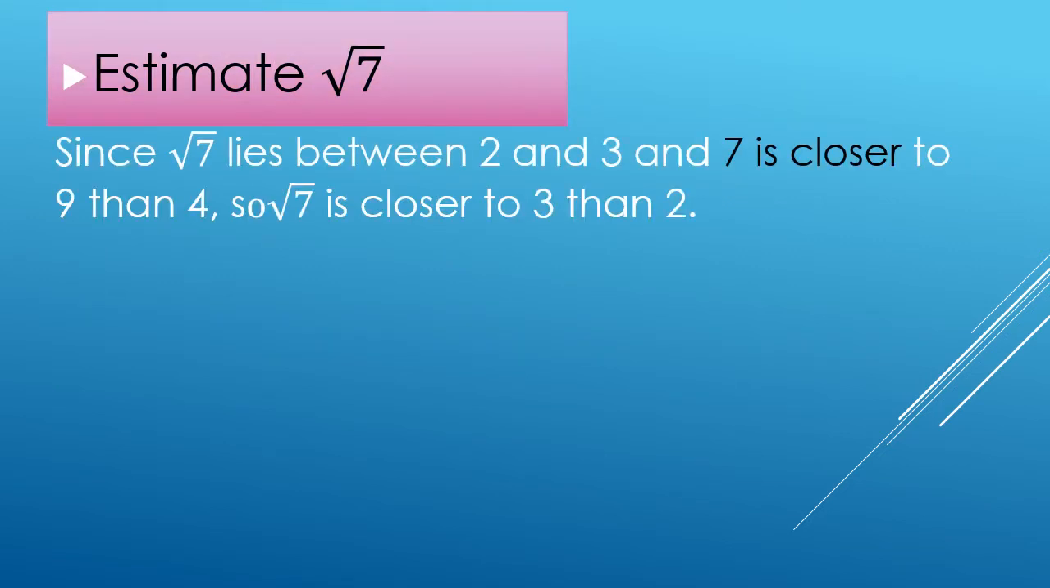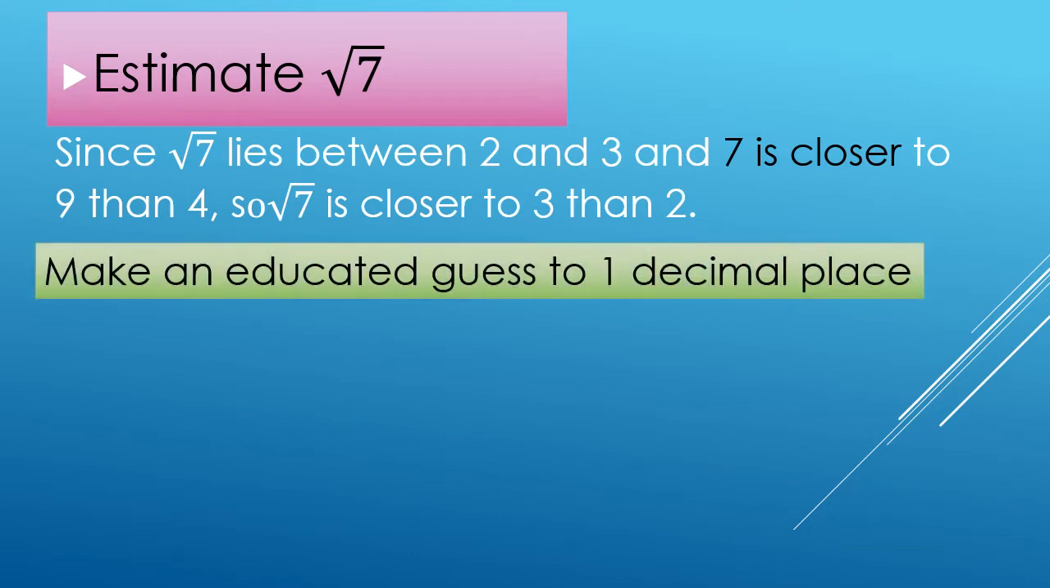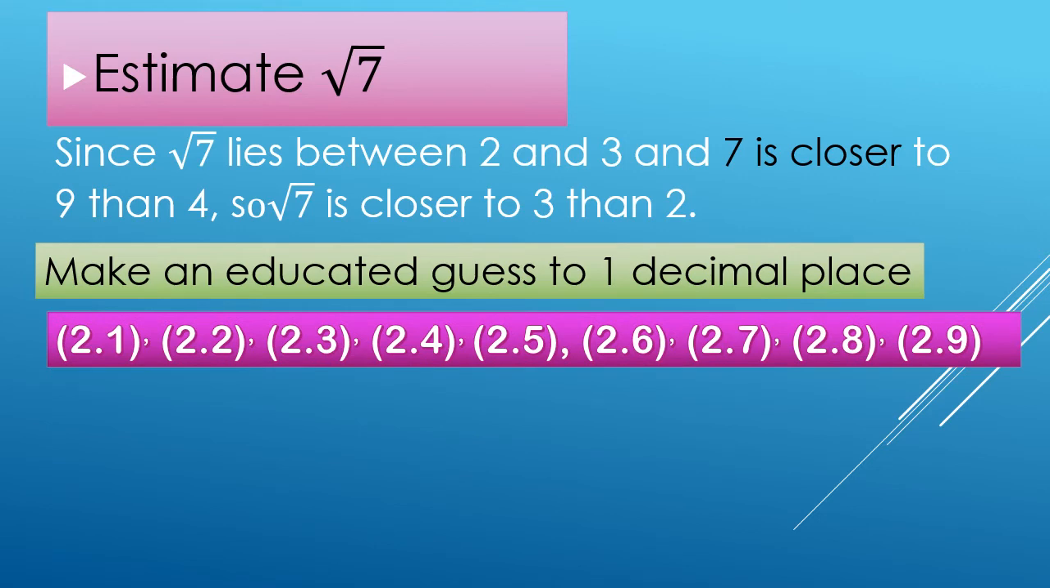Since the square root of 7 lies between 2 and 3, and 7 is closer to 9 than 4, the square root of 7 is closer to 3 than 2. So this time, let's make an educated guess to one decimal place. From 2 to 3, we have 2.1, 2.2, 2.3, 2.4, 2.5, 2.6, 2.7, 2.8, and 2.9. So the one decimal place closest to the square root of 7 is from 2.5 to 2.9.